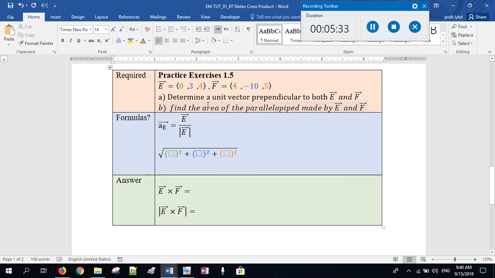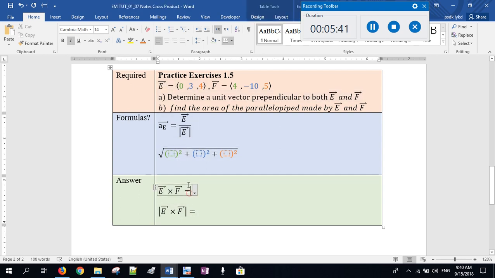We have vector E and vector F. Determine a unit vector perpendicular to both E and F. So the cross product gives us a vector perpendicular to both E and F. Then we will find the unit vector from it. E cross F.